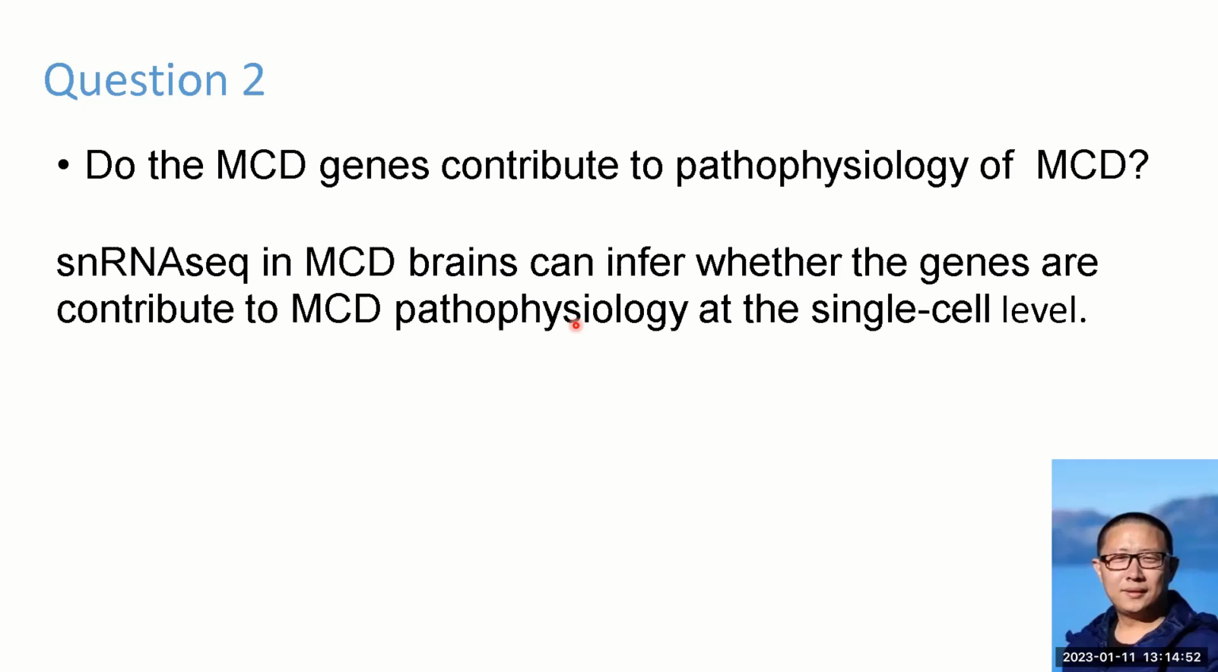The question we next have is whether the MCD mutations we detected and the new genes we found are actually causing the phenotypes in the patient brains. So we analyzed 2 brain tissues from normal controls and a total of 5 MCD cases using single-nucleus RNA sequencing. This technique can analyze the transcriptome of each individual nucleus from the brain tissues to massively show the cell type differences between control and MCD brains and the expression of each gene in each nucleus.